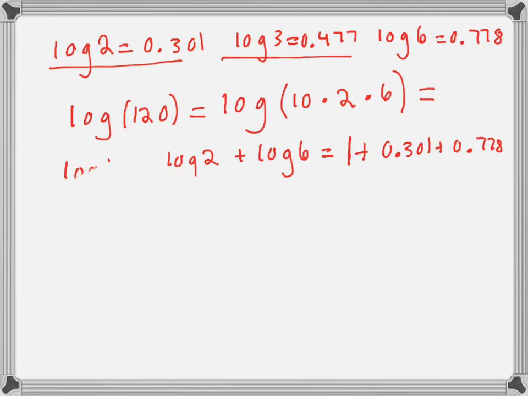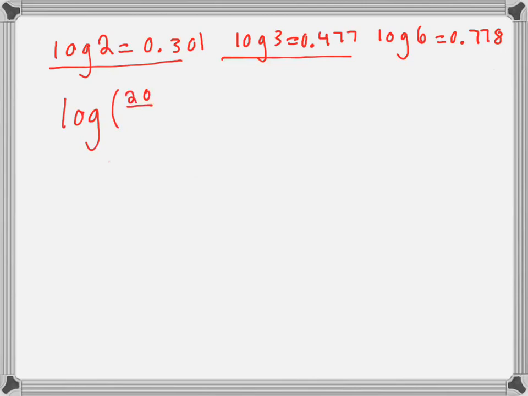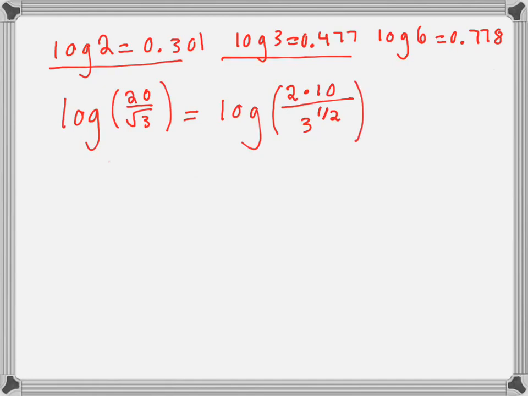Okay, and then looking at our last example, this one seemed like the hardest, but it's not that bad either. So we have log of 20 over root 3. Okay, so we want to split this up, and so we're going to split it up first in the log. So on the top, we can do 2 times 10, right, because we know log base 10 of 10 is equal to 1, over 3 to the 1/2, because we can convert this into fractional exponents. And so now we really have all the stuff that we need to know.